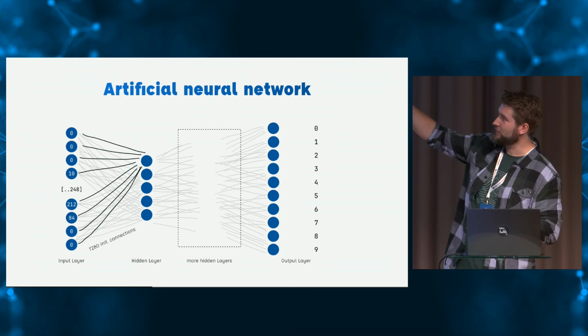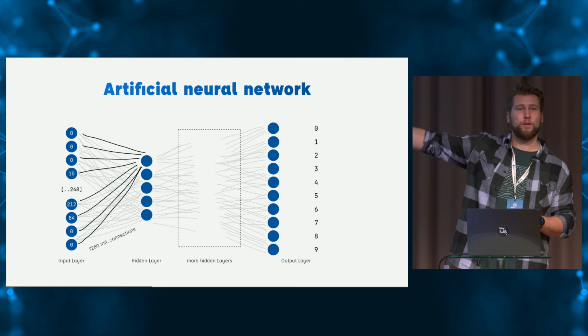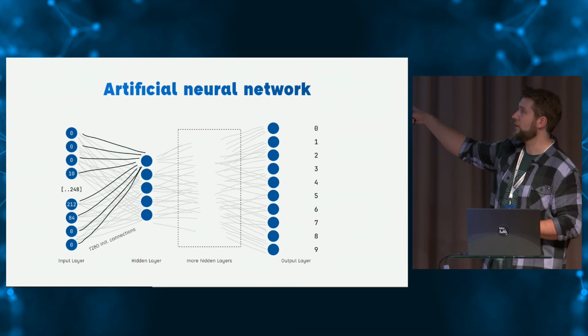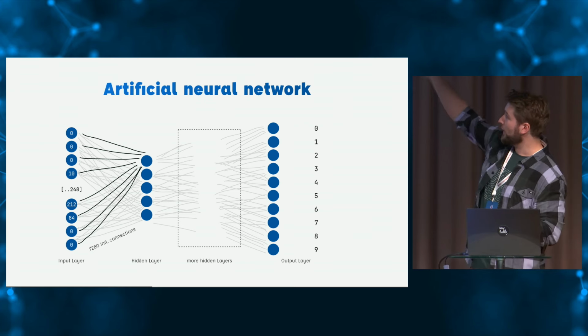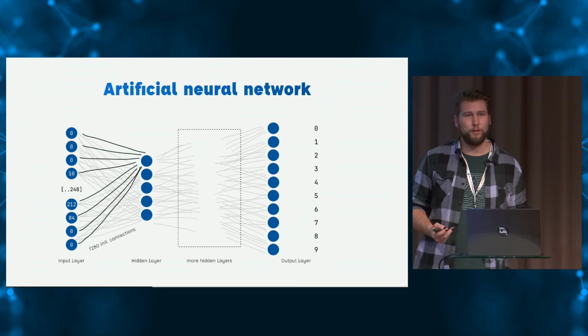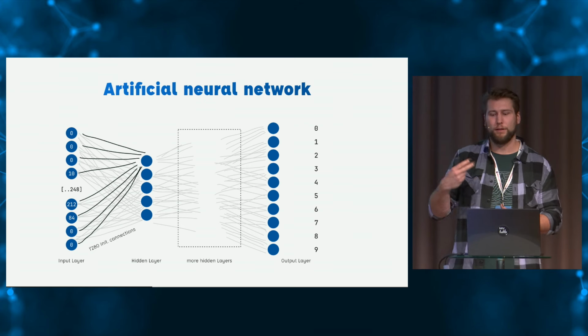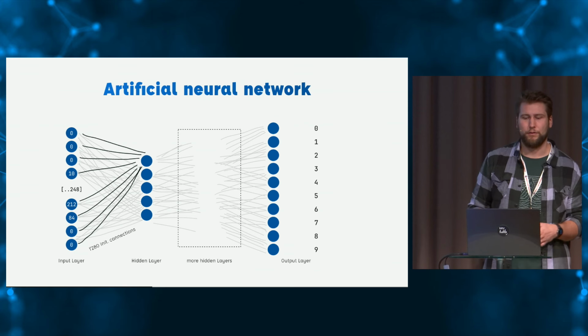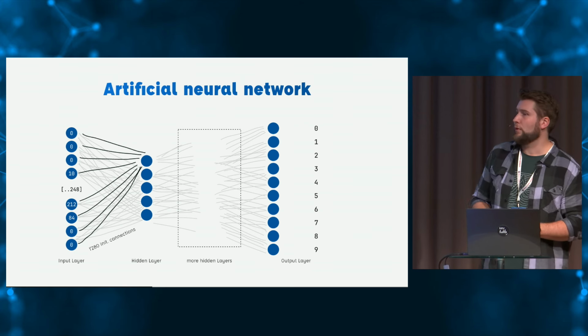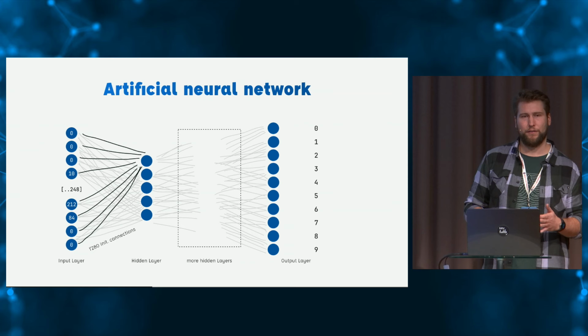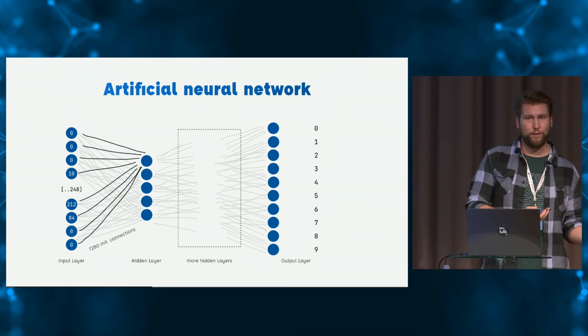But what you can see on the left-hand side, we do have those 256 numbers, which is our input values. And on the right-hand side, we have an output layer. So we have all the possibilities. So it could be a 1, a 0, a 2, whatever. In between those, we have hidden layers, layers of so-called neurons.